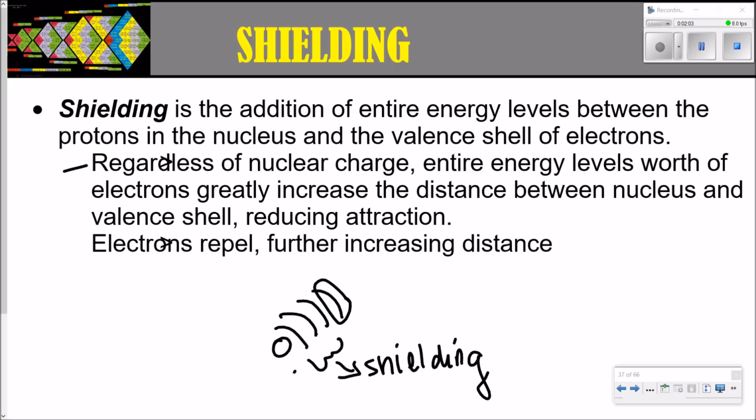Regardless of nuclear charge, entire energy levels worth of electrons will greatly increase the distance between the nucleus and the valence shell. As they increase that distance, it's going to reduce attraction. And then remember, electrons are going to repel, and that's going to further increase the distance.